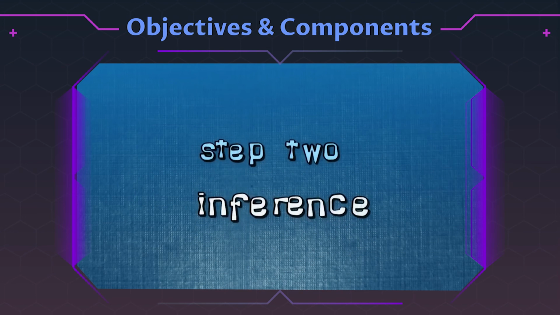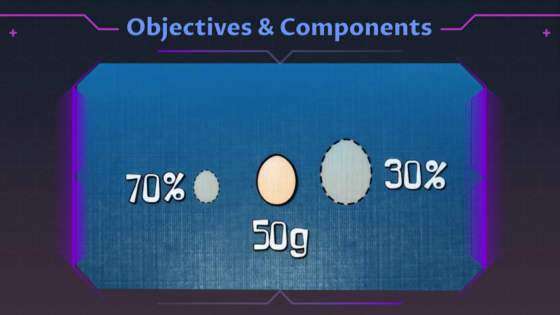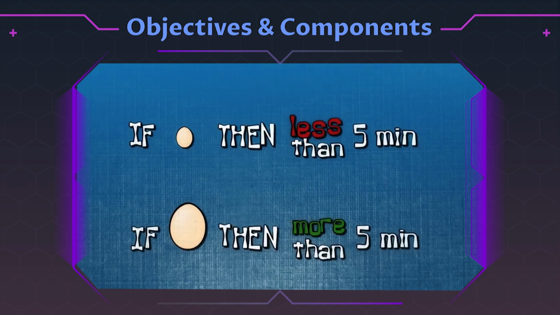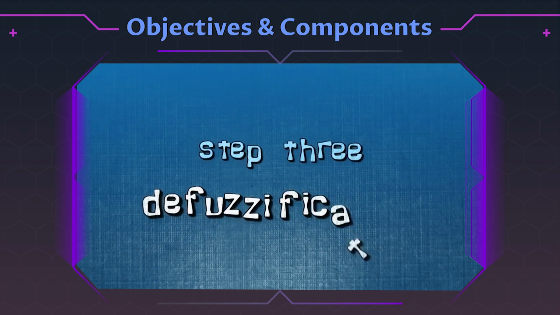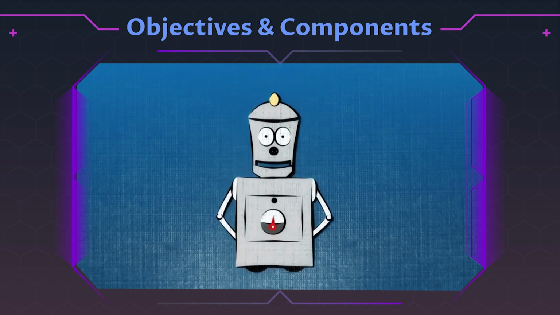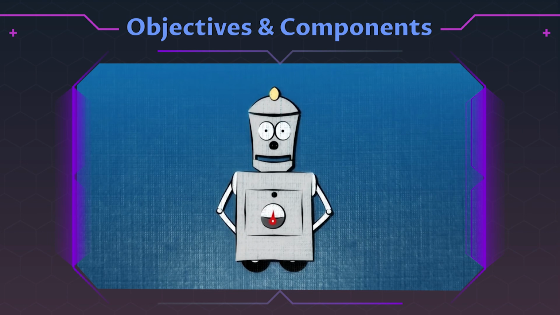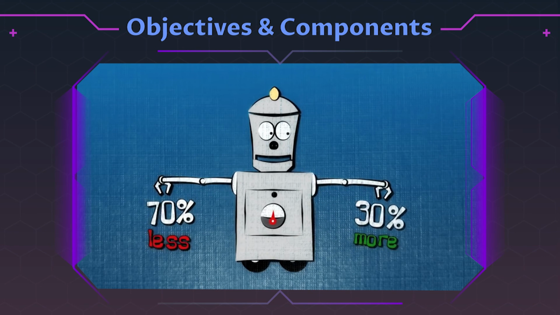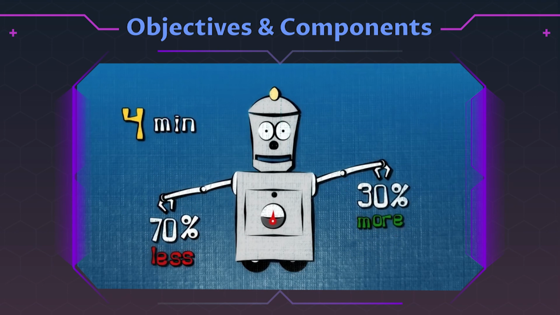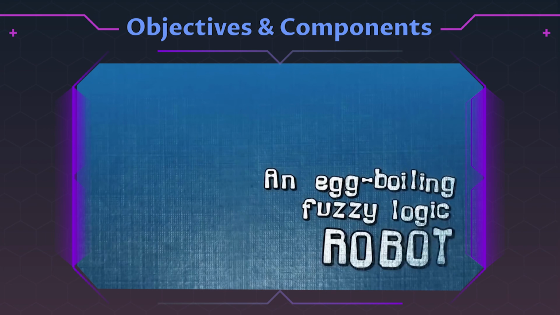Step 2. Inference. Since the egg is both small and large in different degrees, the robot applies Mike's 2 rules, but again in different degrees. Step 3. Defuzzification. The robot must now calculate the actual boiling time based on the fuzzy values from the previous step. Hence, for the 70% less and 30% more than 5 minutes boiling time, a balanced decision would be to boil the egg for 4 minutes. Our intelligent fuzzy logic egg boiling robot is now ready.